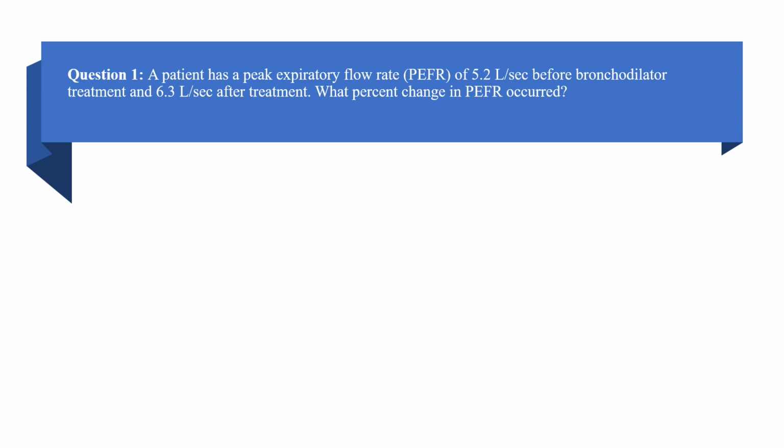Now let's spend some time looking at questions. These are questions, again, that are similar to, but not precisely what would be on the exam itself. And I've started you off with a few questions that are on the easier side of the spectrum. So question 1, a patient has a peak expiratory flow rate of 5.2 liters per second before bronchodilator treatment and 6.3 liters per second after it. What percent change in peak flow has occurred? Let's take a look. The choices: A is 8%, B is 17%, C is 21%, and D is 26%.